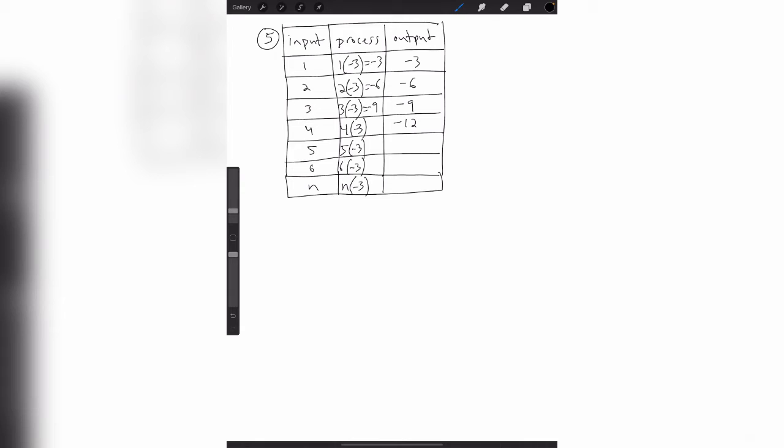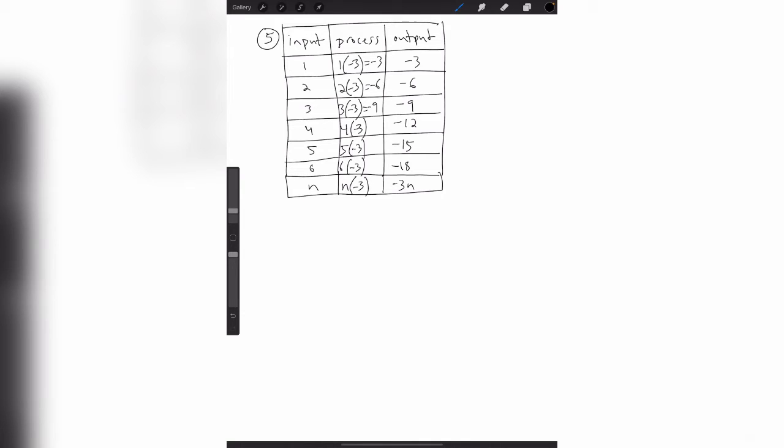All right, so if I'm looking at this, 5 times -3 would give me -15. 6 times -3 is -18. And -3 times n would give me -3n. Okay, that's just an easier way of writing it, -3n. So I've completed my input, my process column, and my output for number 5.